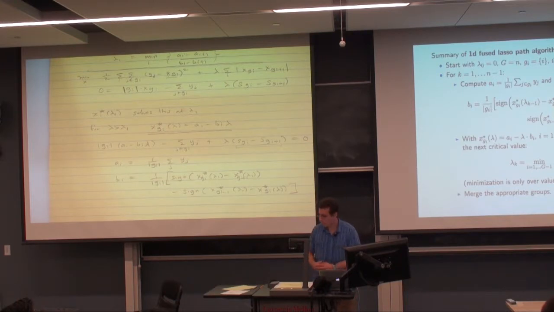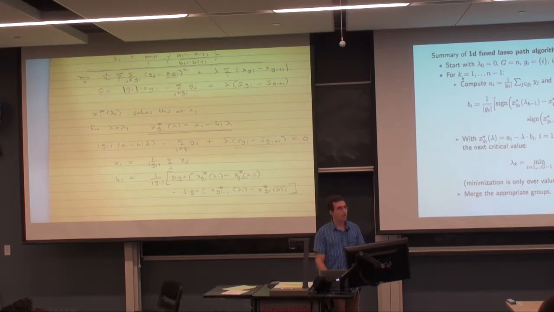It's pretty simple, and even though it looks like there's a little bit of bookkeeping to do with the signs, I'm sure you could code this up in MATLAB or in R, no problem. You just start with lambda equals 0, the number of groups being equal to n, and every component being in its own group. And we start with the solution being equal to y at lambda equals 0.